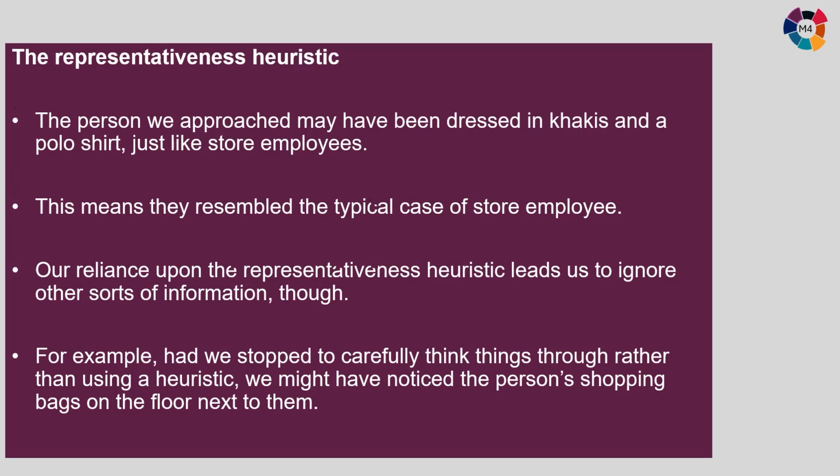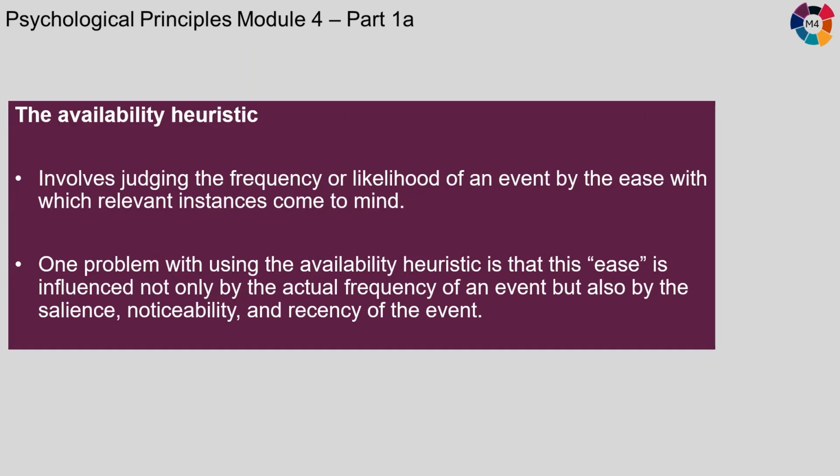The availability heuristic involves judging the frequency or likelihood of an event by the ease with which relevant instances come to mind. One problem with using the availability heuristic is that this ease is influenced not only by the actual frequency of an event, but also by the salience, noticeability, and recency of the event.